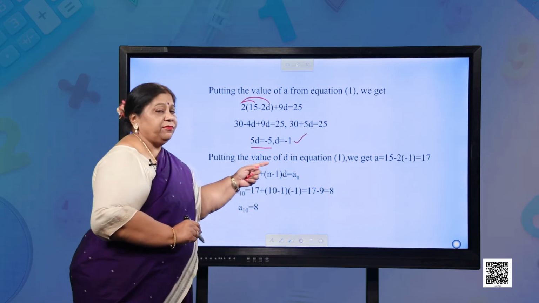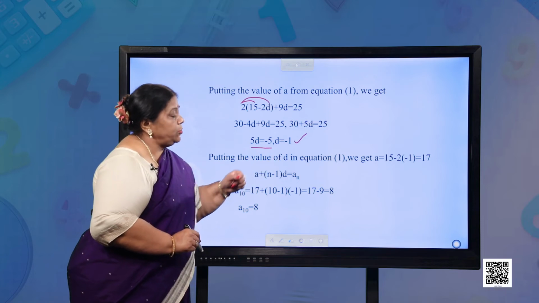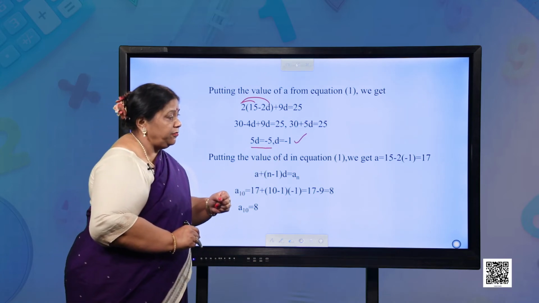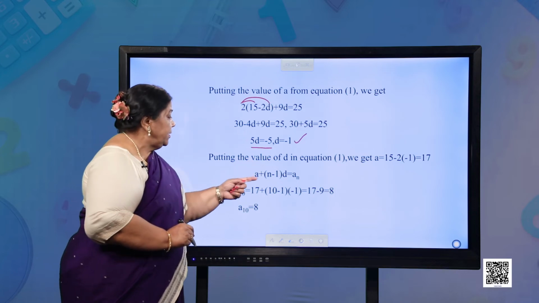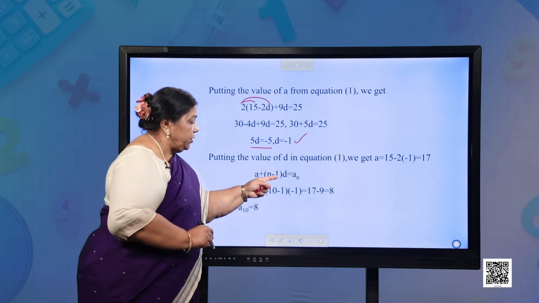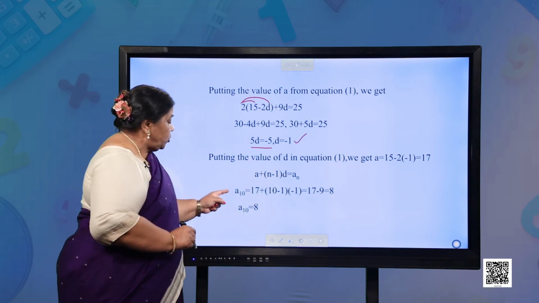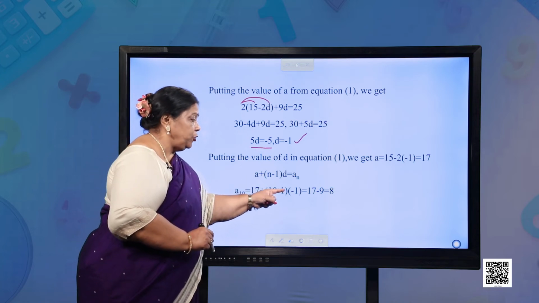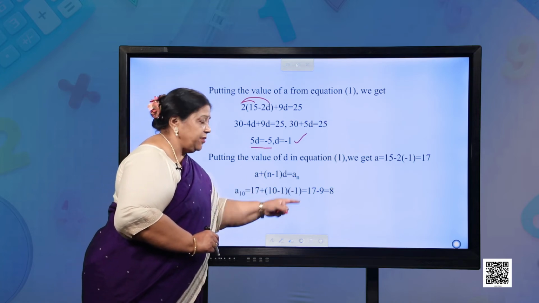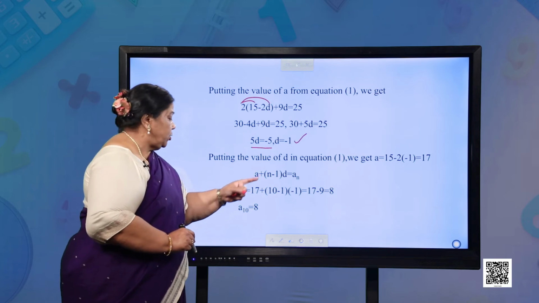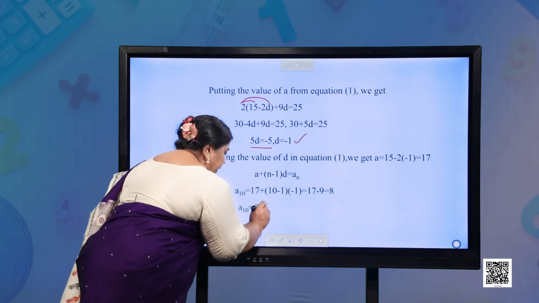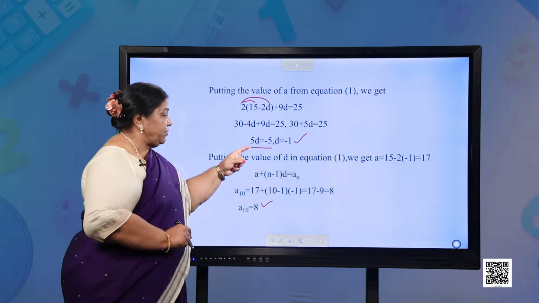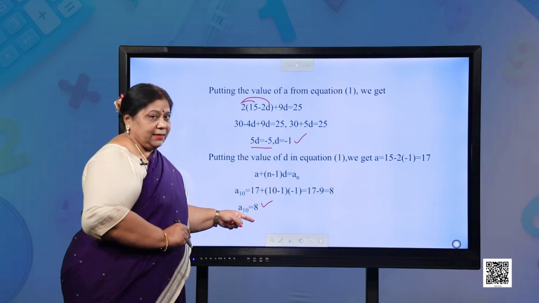Putting the value of D in the first equation, we get A is equal to 15 minus 2 into minus 1, that is equal to 15 plus 2, that is 17. So, A plus n minus 1 into D is equal to An, we know. So, A10 is equal to 17 plus 10 minus 1 into minus 1, that is equal to 17 minus 9, that is equal to 8. So, A10 is equal to 8 and the common difference is minus 1. We have calculated both the values. Let us see the next part now.